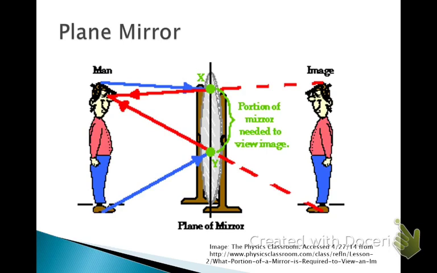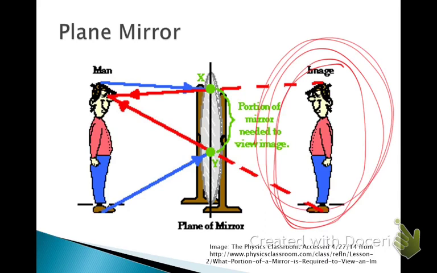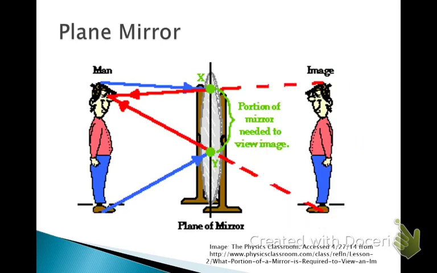This would actually be a virtual image, because the light rays are not actually converging where this image is formed. In fact, they couldn't. There's a wall there. But my brain believes it does, so that's a virtual image.